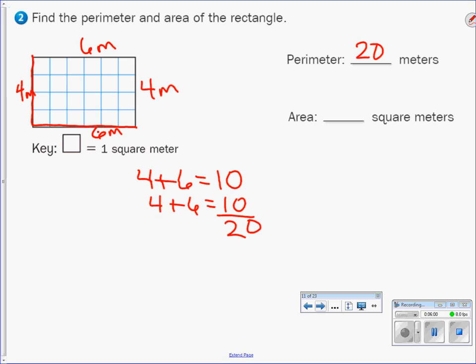Okay, now I want to figure out what my area is. 1, 2, 3, 4, 5, 6, 7, 8, 9, 10, 11, 12, 13, 14, 15, 16, 17, 18, 19, 20, 21, 22, 23, 24. 24 square meters would be my area.